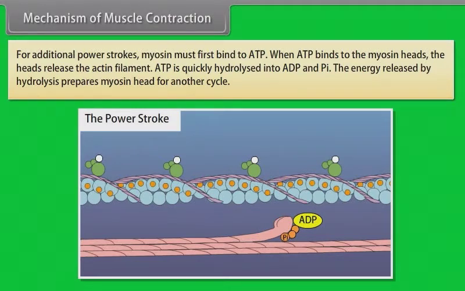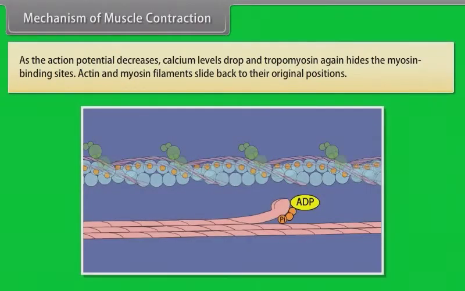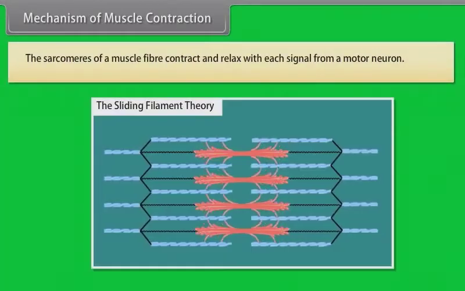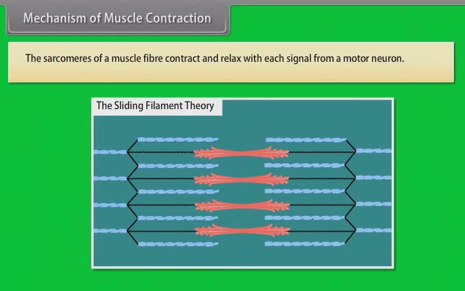ATP is quickly hydrolyzed into ADP and Pi. The energy released by hydrolysis prepares the myosin head for another cycle. As the action potential decreases, calcium levels drop, and tropomyosin again hides the myosin-binding sites. Actin and myosin filaments slide back to their original positions. The sarcomeres of a muscle fiber contract and relax with each signal from a motor neuron.